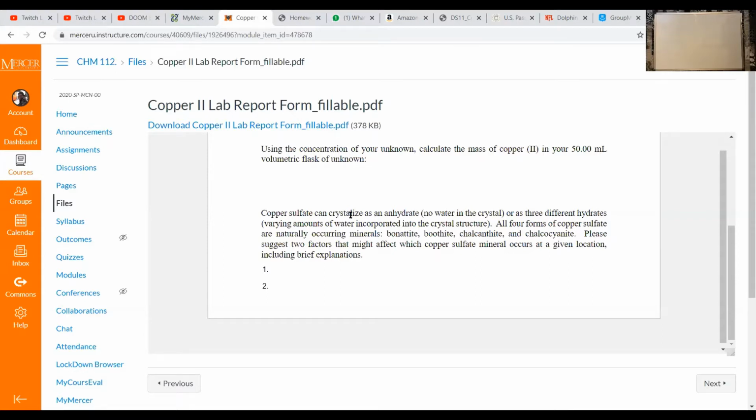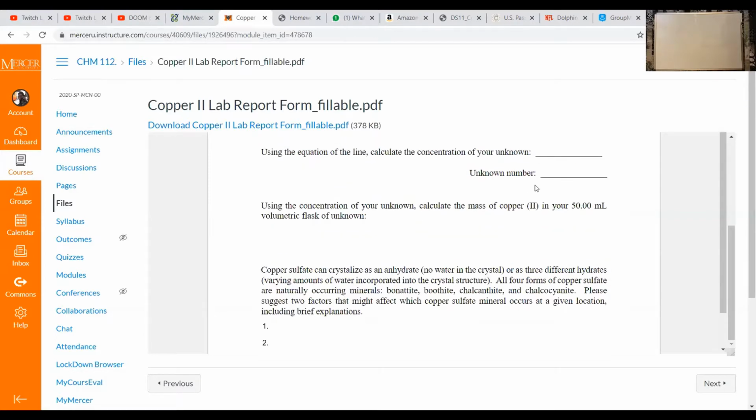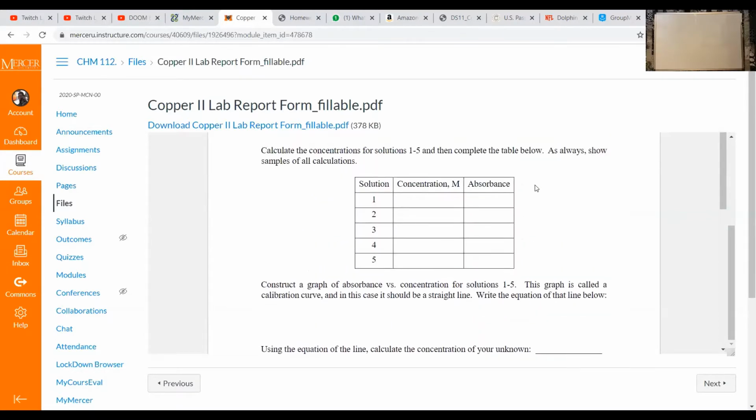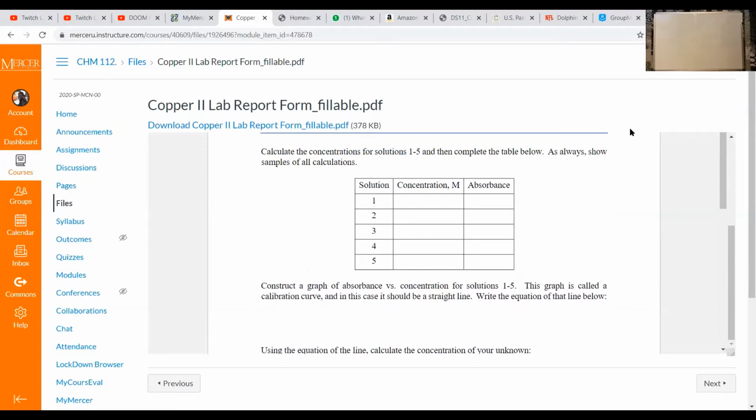While we're on the lab, can you scroll up just a little bit? I haven't looked at it in a long time, so I don't remember exactly what it said. I did my graph and I got my equation for my line, and then it asks us to calculate the concentration of our unknown. How do we use the equation of the line to calculate the concentration of the unknown?